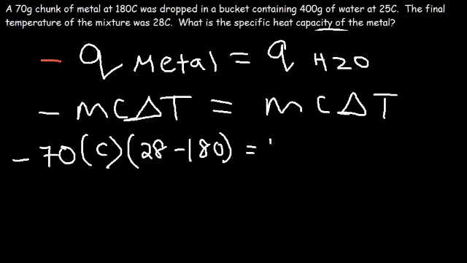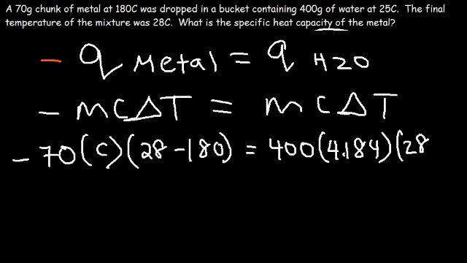The mass of water is 400 grams. The specific heat capacity of water is 4.184. And the change in temperature for water, the final is 28, the initial is 25. So 28 minus 25 is 3. And then if we multiply 3 by 4.184 and 400, on the right side, this is equal to 5020.8.